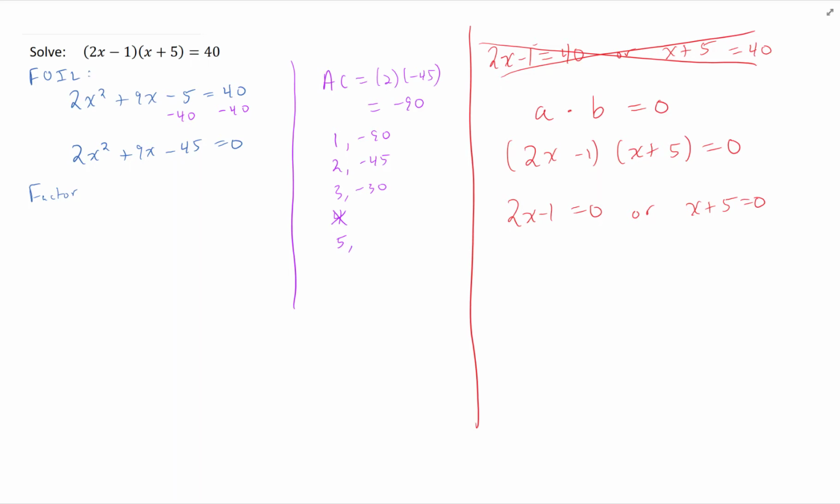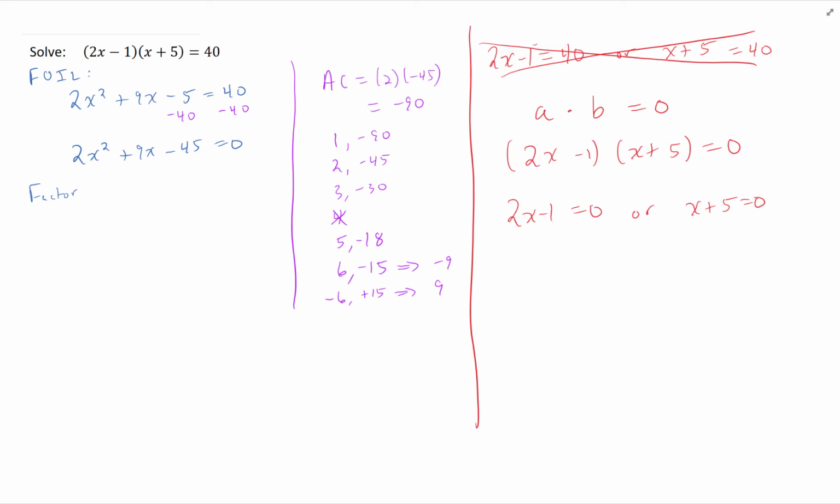5 times negative 18, that won't work. How about 6? 6 and 15. 6 times negative 15, that would give me a negative 9. So switch the signs. Negative 6 and positive 15. That would give me a positive 9 through addition.